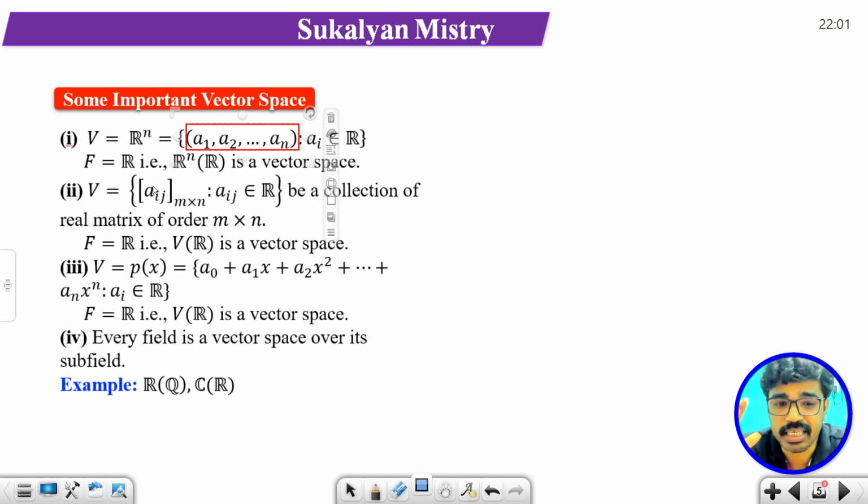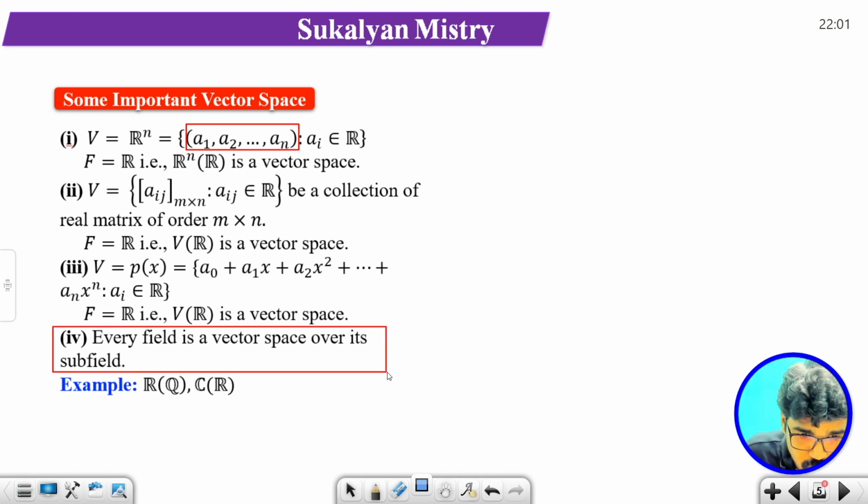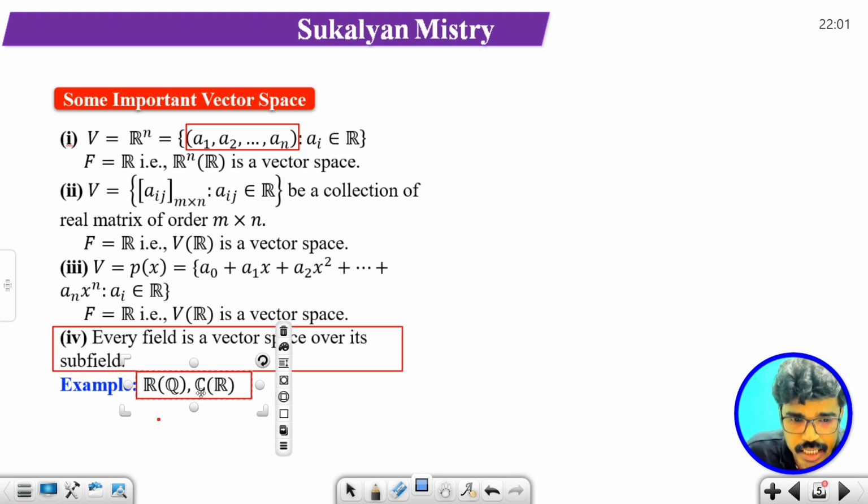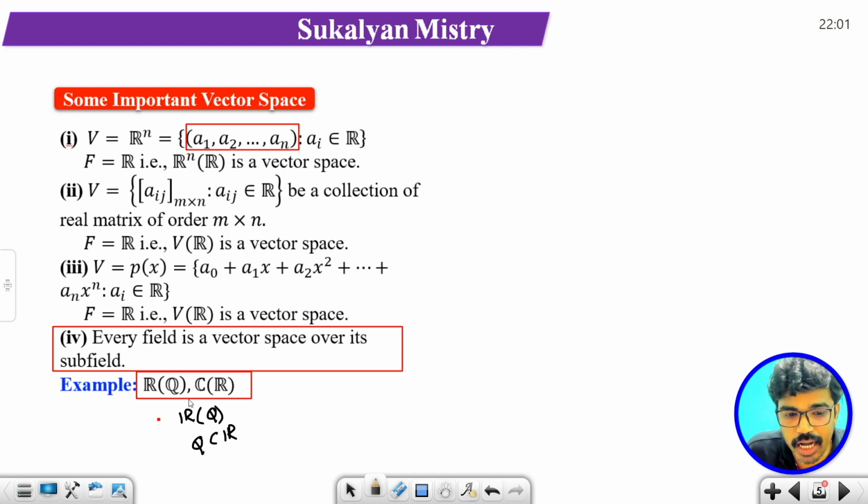The set of all n cross n matrices forms a vector space over the field of real numbers, okay. Every field is a vector space over its subfield, as I already discussed. For example, C over R is a vector space, and R over Q is a vector space, but Q over R is not a vector space. R over Q is a vector space because Q is a subfield of R.